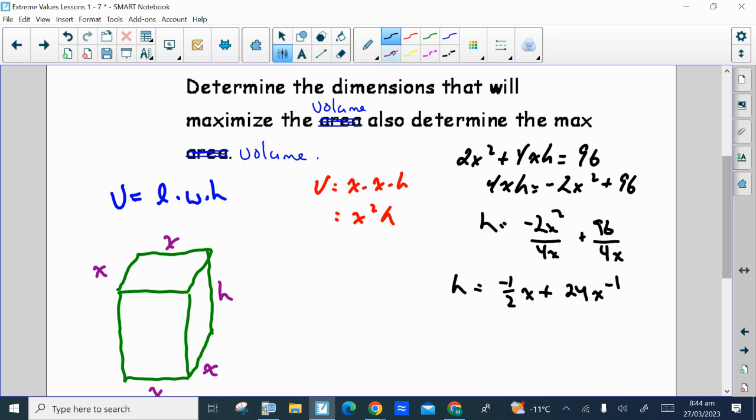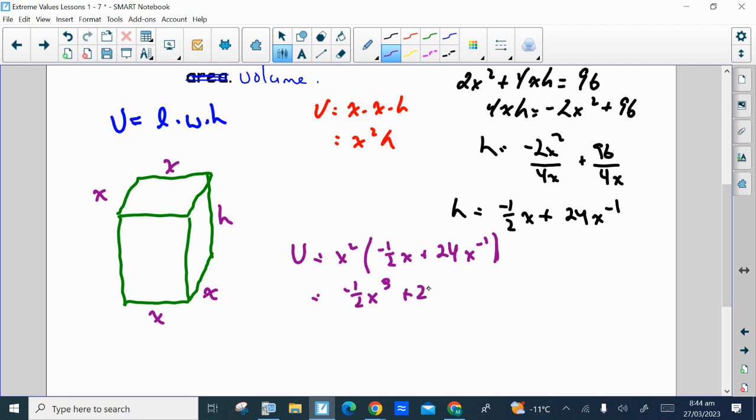So now we can say that the volume is x squared times h, which is negative 1/2 x plus 24 x to the negative 1. So that'll be negative 1/2 x cubed plus 24x to the 1. So there's volume. And now we will differentiate that. It'll be negative 3 over 2 x squared plus 24.